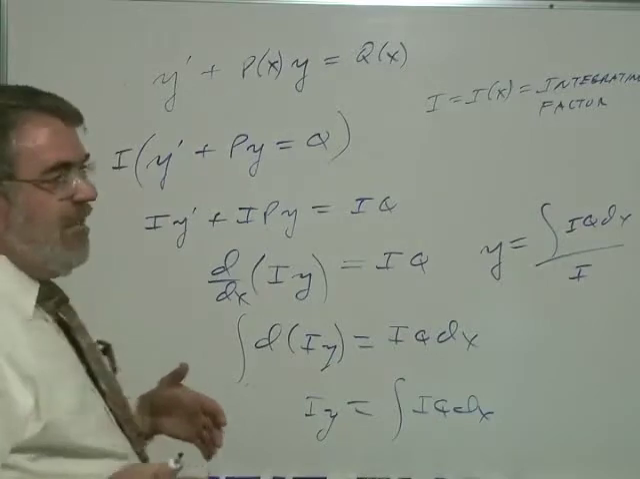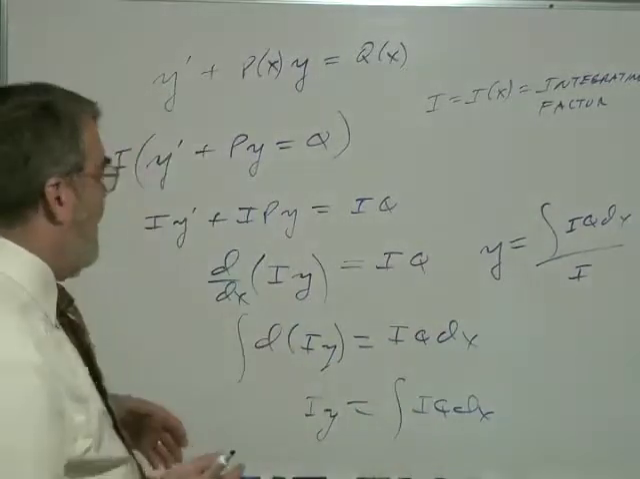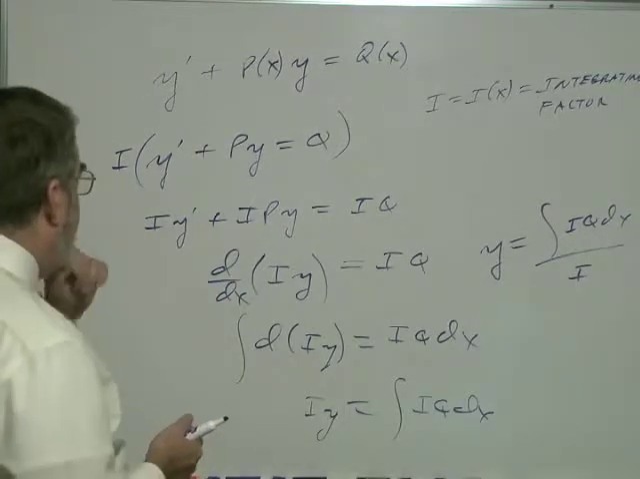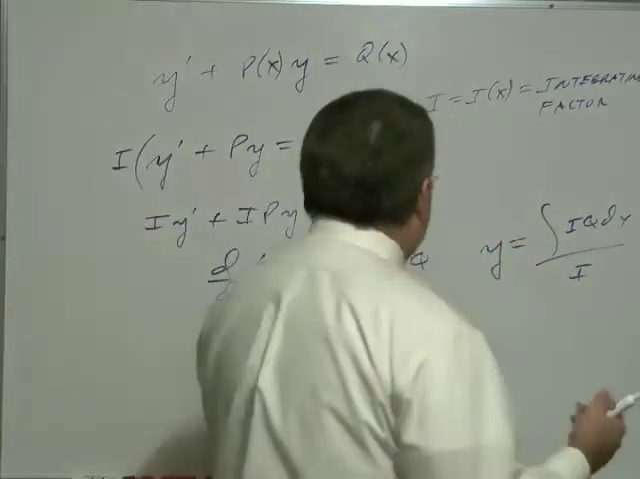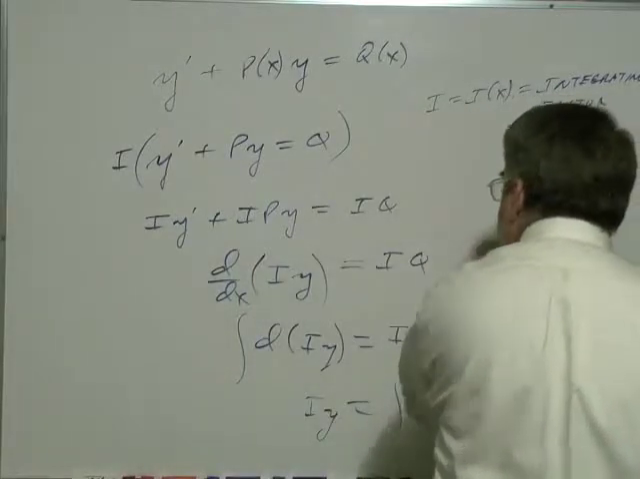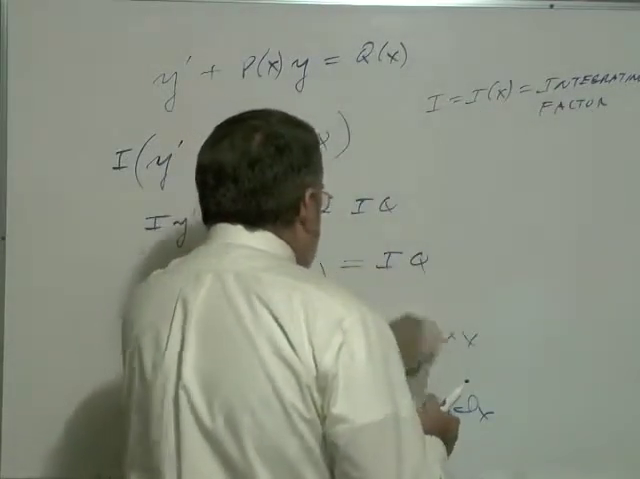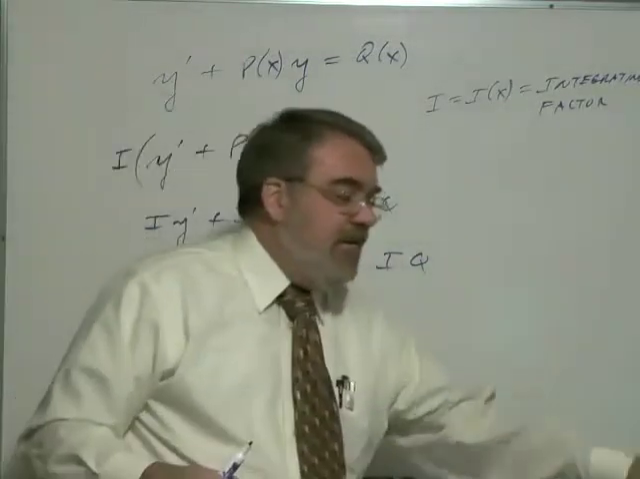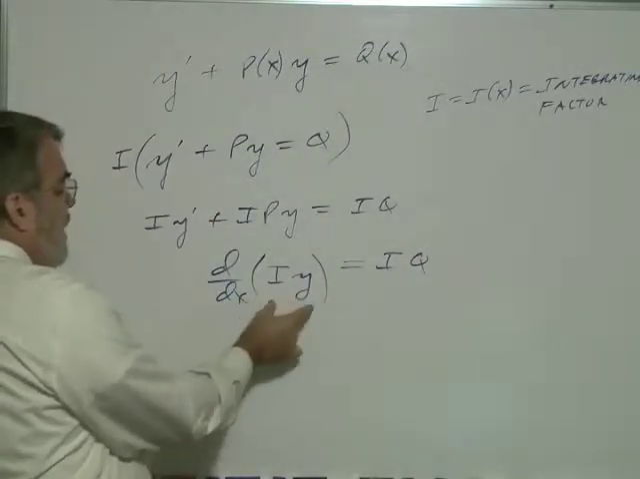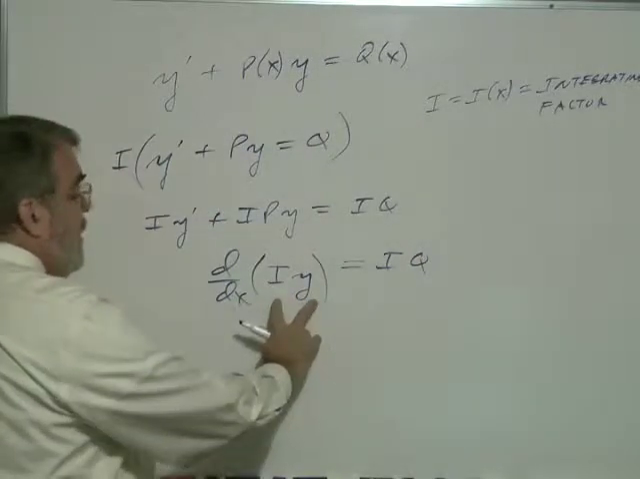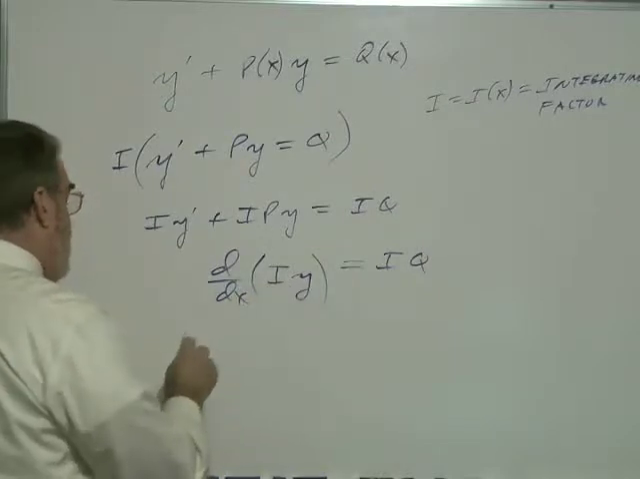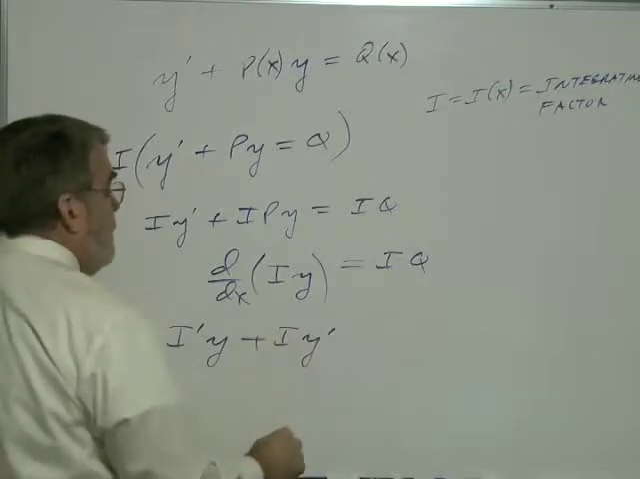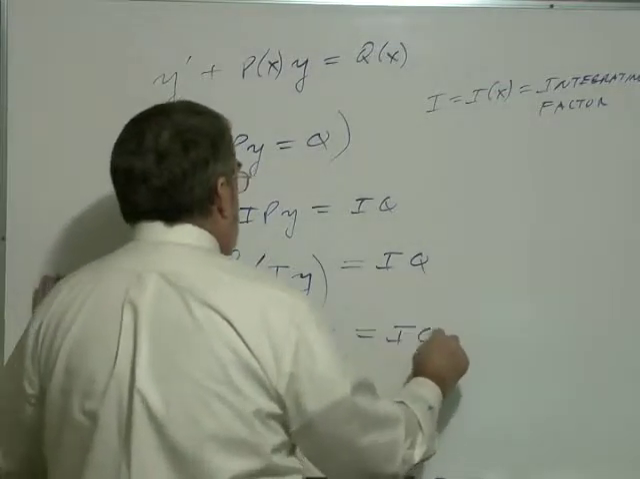But this is where the so-called years of research comes into play. I guess someone thought of this idea and said, well, let's run with it and see what happens. All right, and let's do exactly that. Let's see what happens. So let me do a little erasing here. I want to expand this derivative out. So, derivative with respect to x of this product. All right, well, we have a product rule, so it's going to be I prime times y plus I times y prime equals Iq.